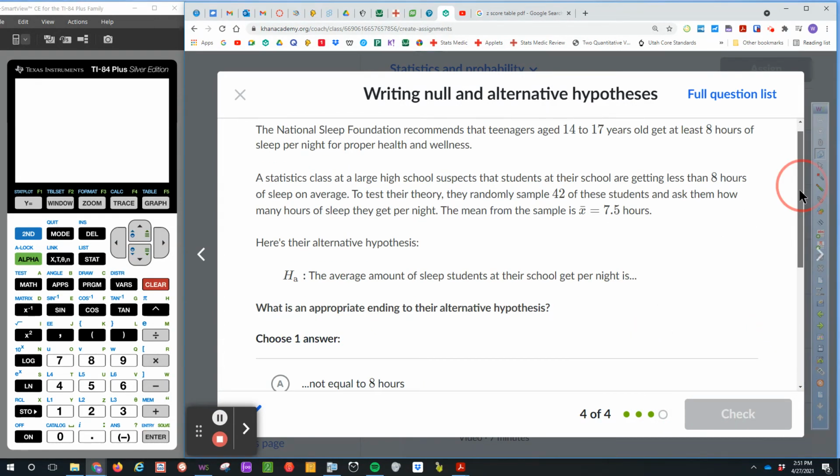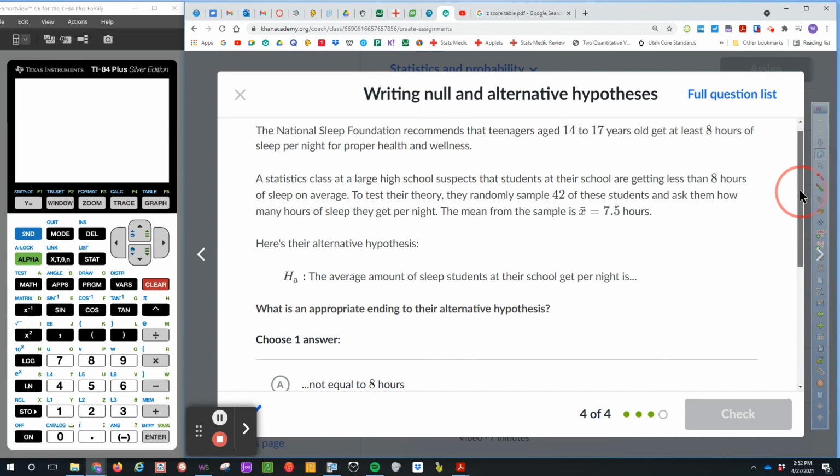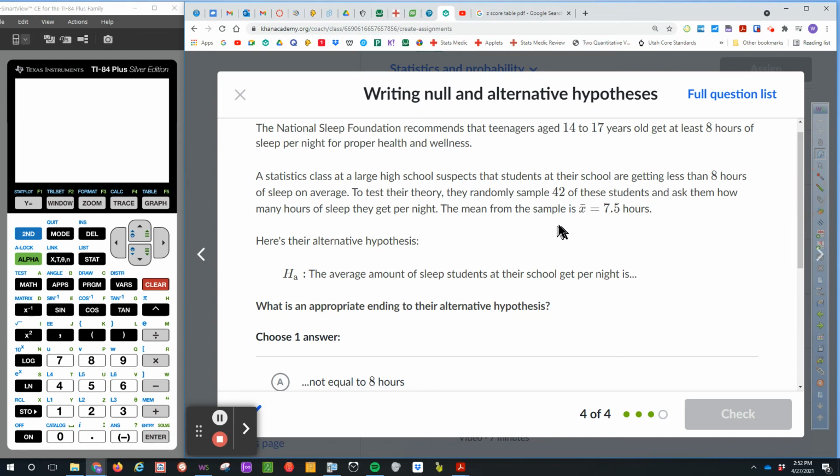So the National Sleep Foundation recommends that teenagers aged 14 to 17 years old get at least 8 hours of sleep per night for proper health and wellness. A statistics class at a large high school suspects that students at their school are getting less than 8 hours of sleep on average. To test their theory, they randomly sample 42 of these students and ask how many hours of sleep they get per night. The mean for the sample is x bar equals 7.5.